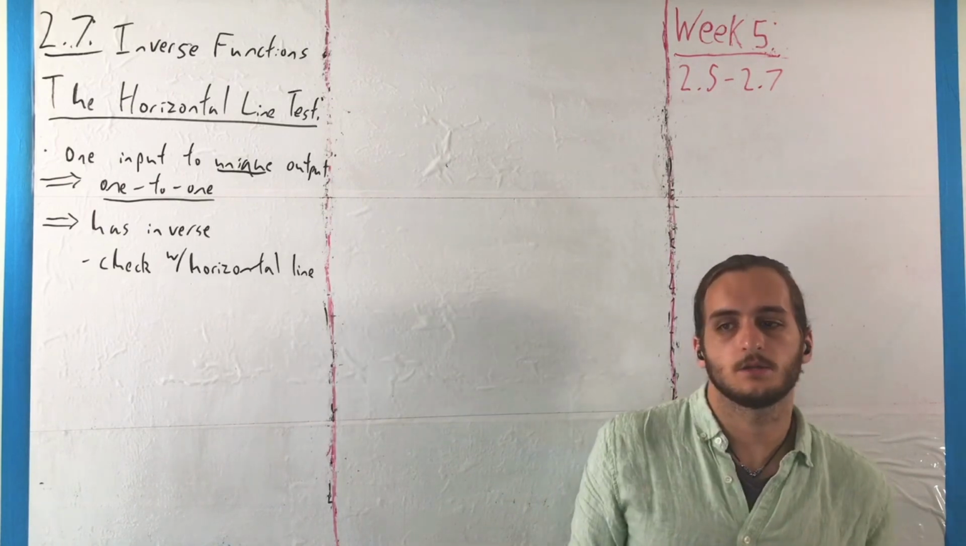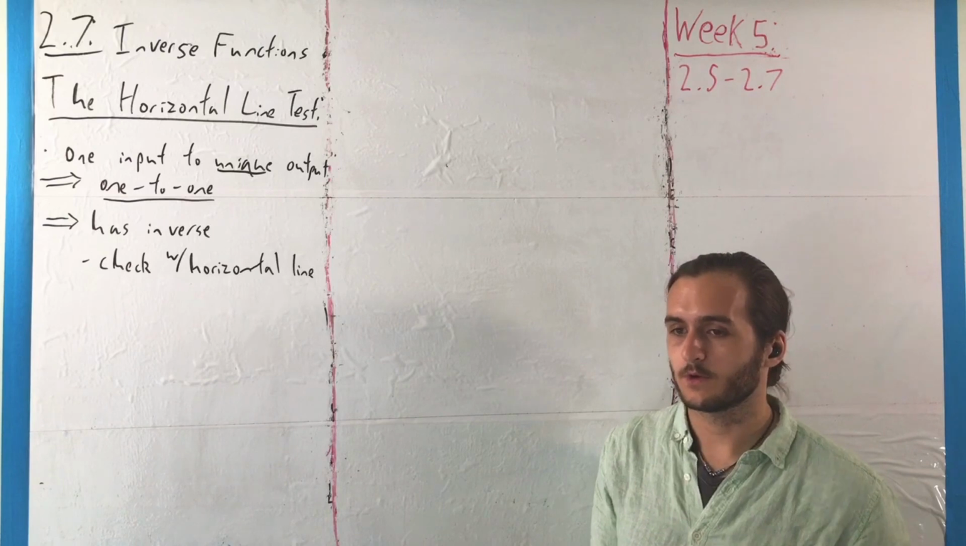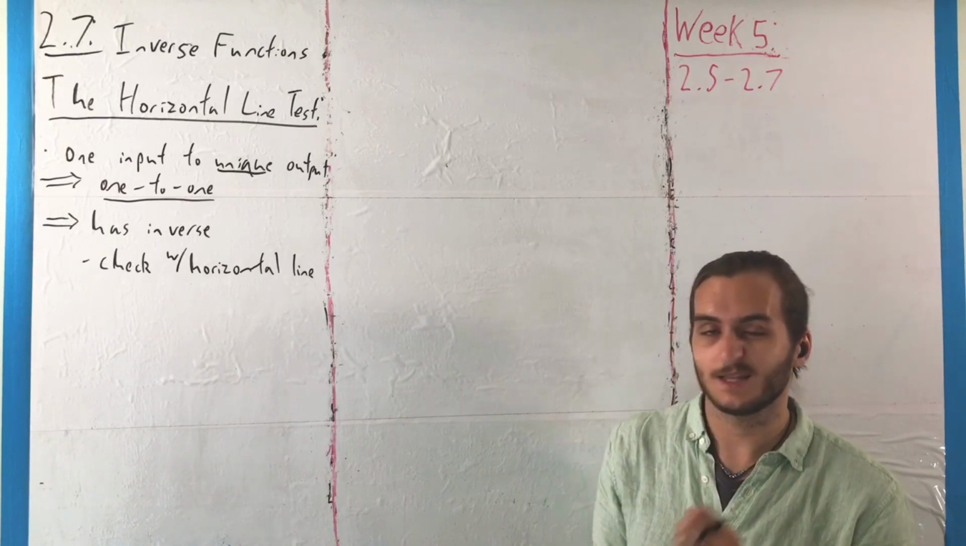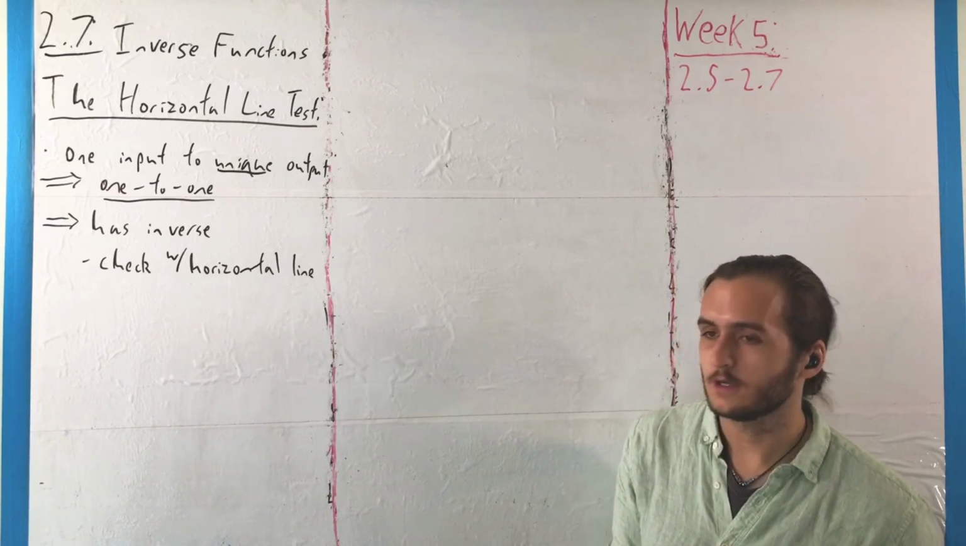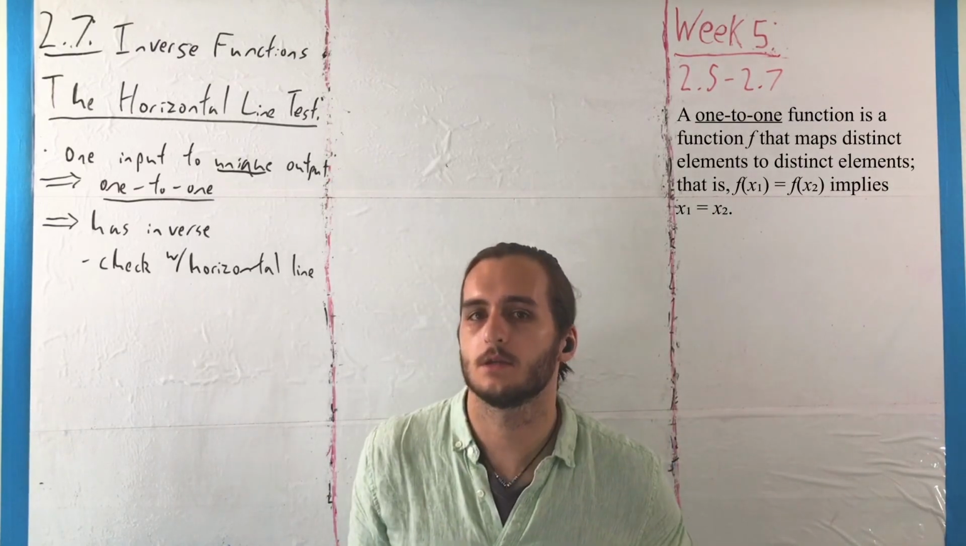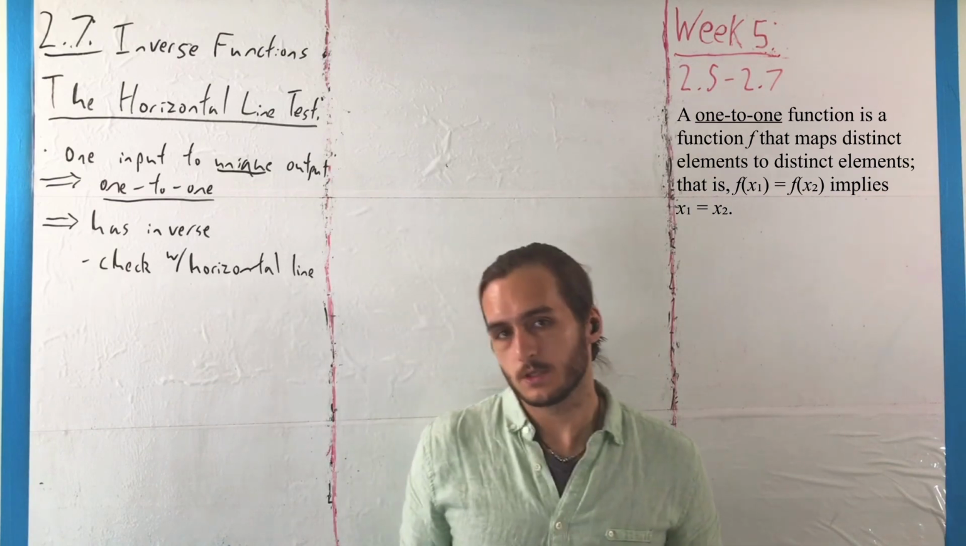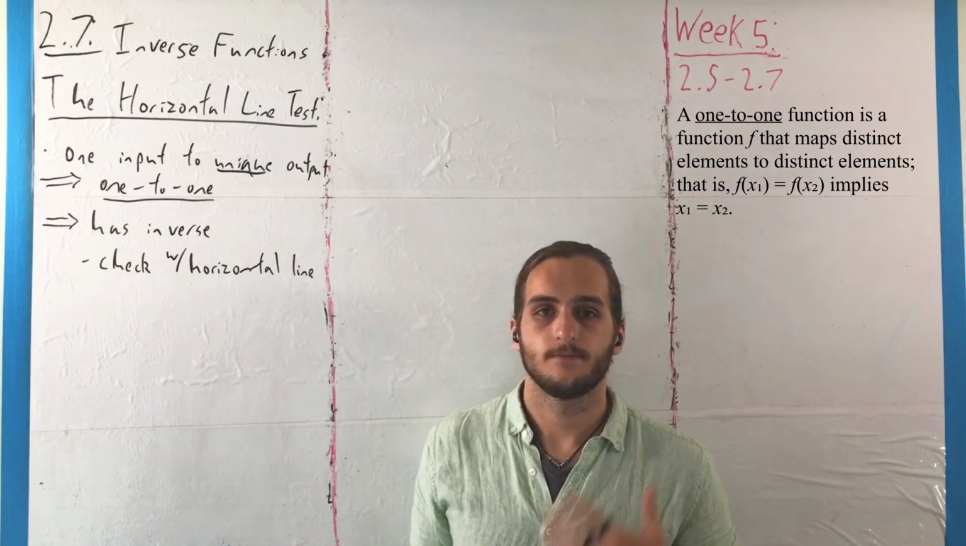That is, functions where every input goes to exactly one output. Those are called one-to-one functions, or in some other contexts, injections, where functions that have unique outputs for every input are invertible.